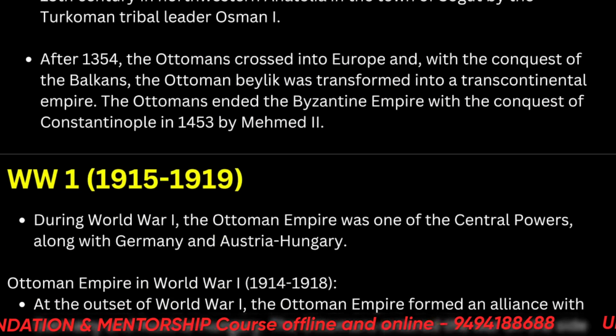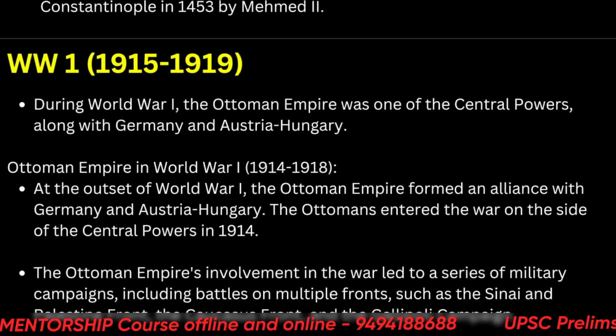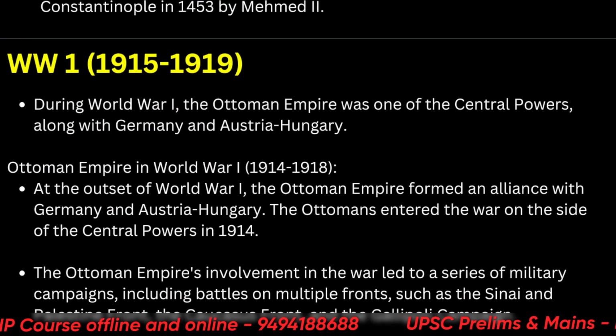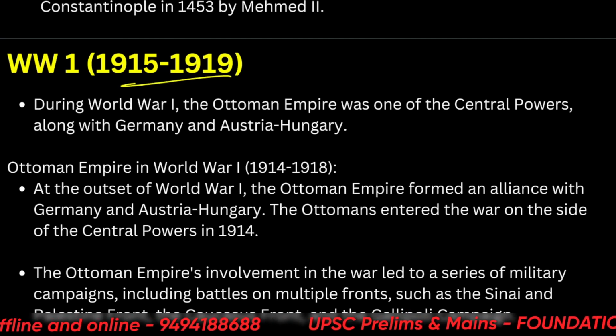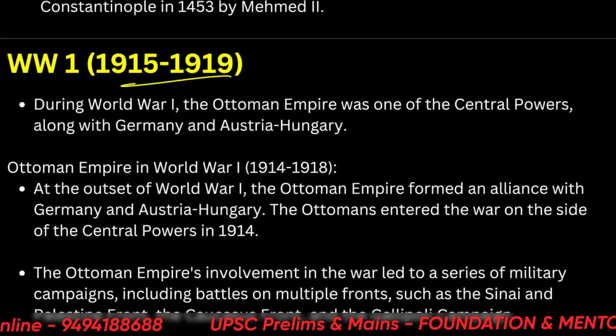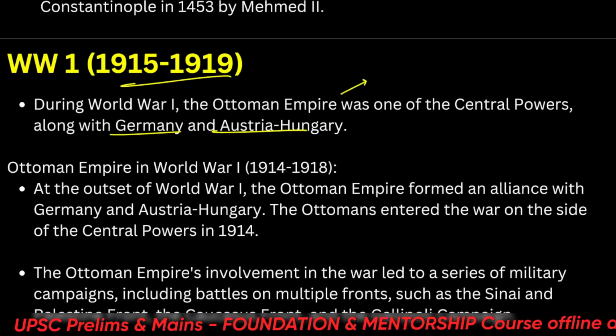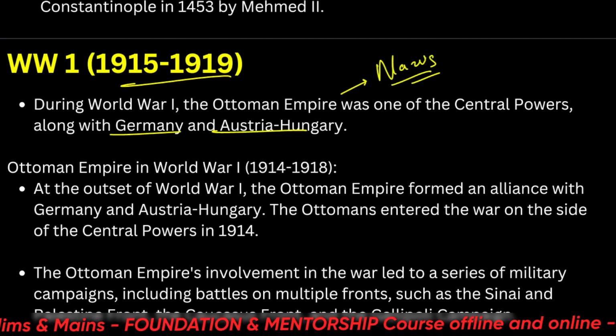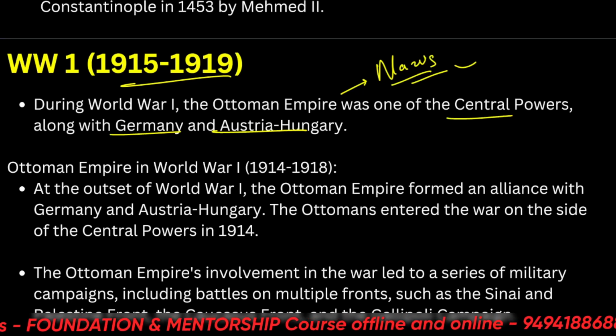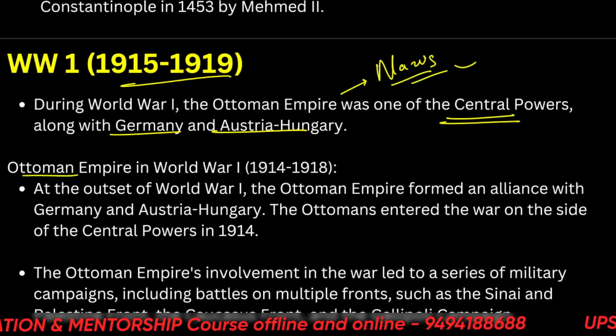There's a mosque named Hagia Sophia. It's also located there. So now we come to the end of the Ottoman Empire in World War I. During World War I, the Ottoman Empire was one of the Central Powers along with Germany and Austria-Hungary. So it was along with the Germans and played against the Allied powers.